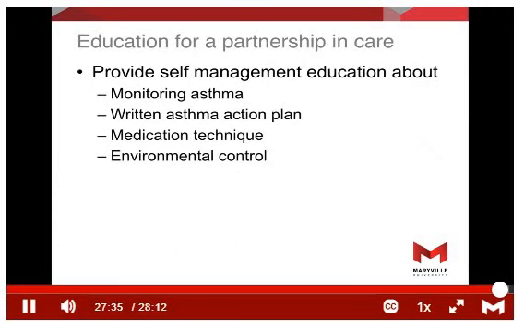So provide self-management education about monitoring their asthma with their asthma action plan, educating them on how to use their peak flow meter so that they can monitor their green, yellow, and red zones. Written asthma action plan, medication technique, and environmental control. Environmental control includes avoiding triggers, using bed covers to prevent dust mites and help reduce them, keeping their house clean and tidy to keep dust levels down.